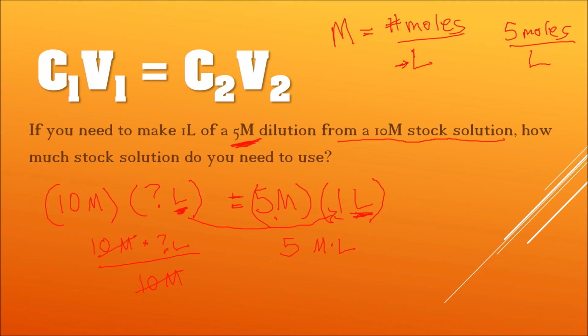They cancel out, and what we do on one side, we have to do on the other side. So we divide this by 10 molarity. The molarity sign cancels out. And then 5 divided by 10 is 0.5 liters, because we have this liter sign left over, so we bring that over. So how much of the original stock solution do we need to use? We need to use 0.5 liters of a 10 molarity stock solution. 0.5 liters or 500 milliliters. Same thing.